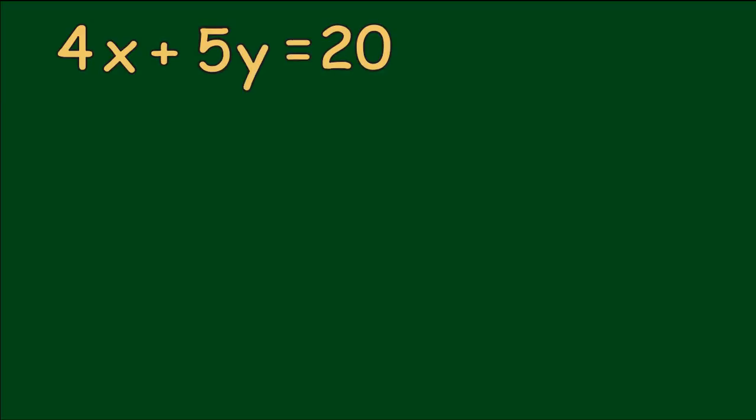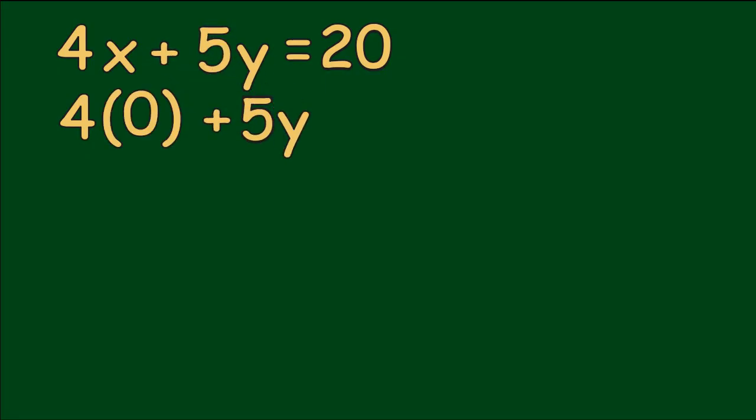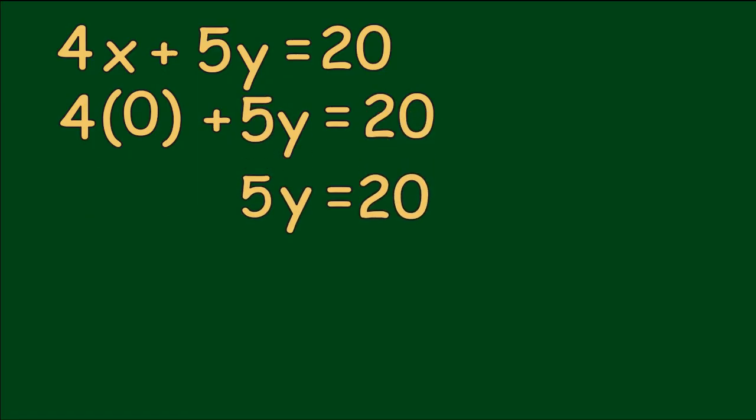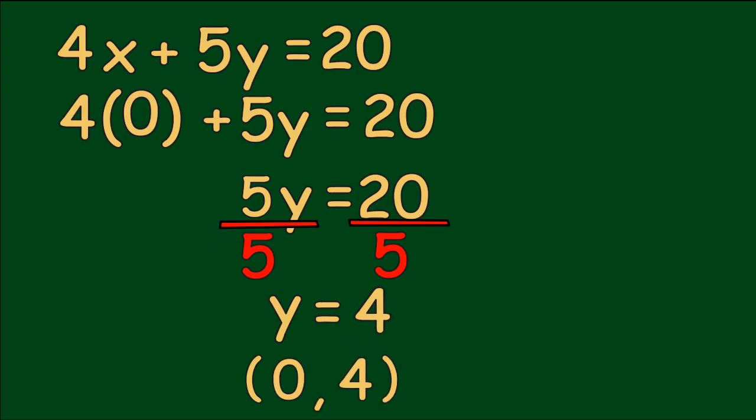The first step is to substitute 0 in place of the x, then solve for y. If we do this, we will get 4 times 0 plus 5y equals 20. Since 4 times 0 is 0, we can just eliminate this term. So now we're left with 5y equals 20. If we divide both sides by 5, we end up with y equals 4. So the first coordinate we're going to graph is 0, 4.